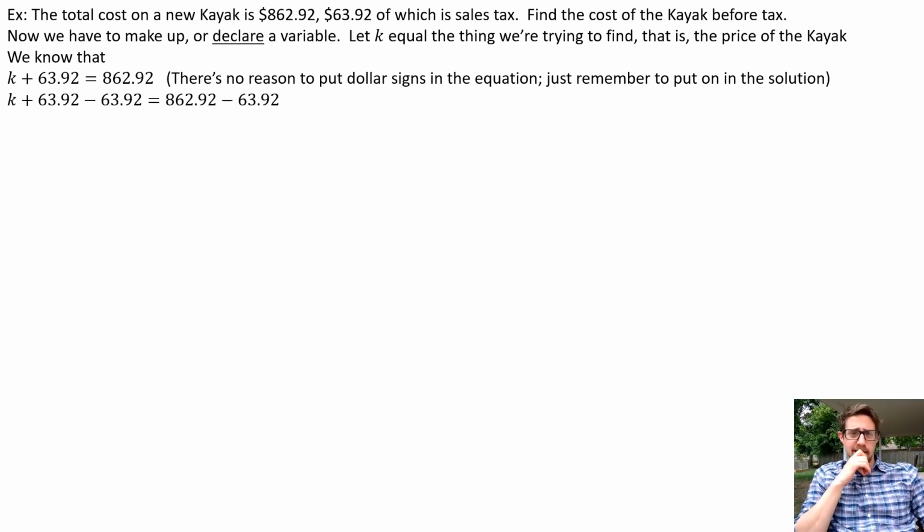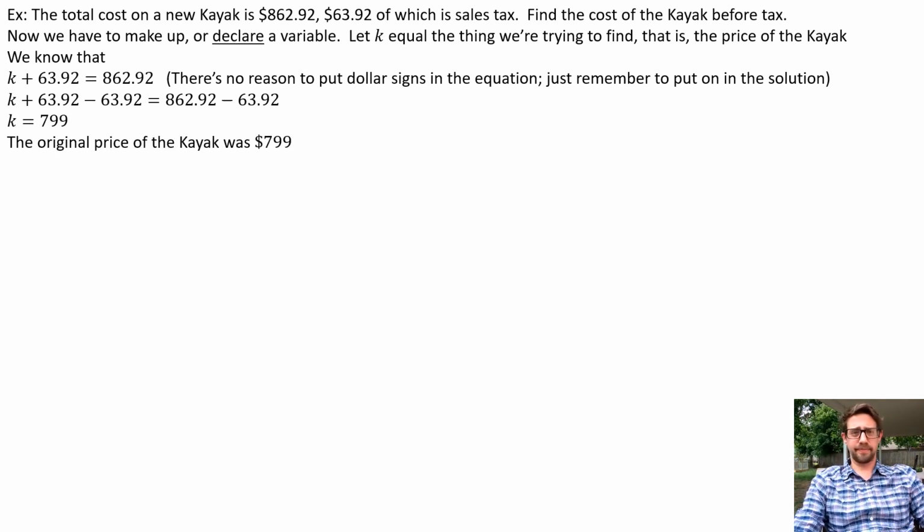Okay, subtract that from the left-hand side. All we're left with is k, right? It's isolated. And then we just have to do $862.92 minus $63.92. So however you do that, for right now, you can use a calculator. I have faith in you. And there you go. k is $799. And then you could write $799, or you can just put a dollar sign. There you go. Or you can write a nice complete sentence for me and make me really happy. The original price of the kayak was $799.